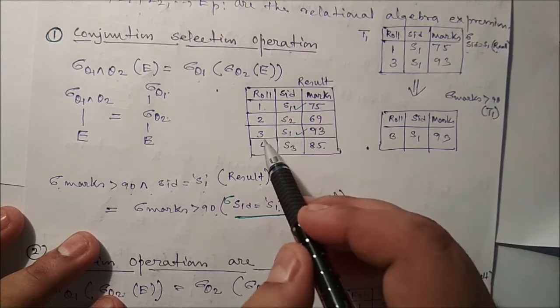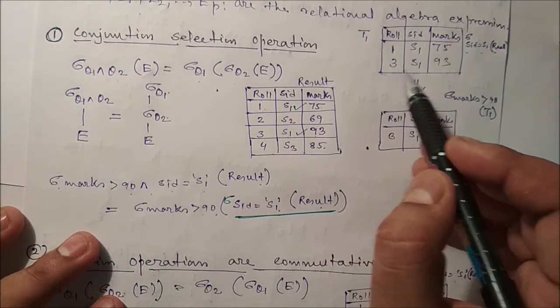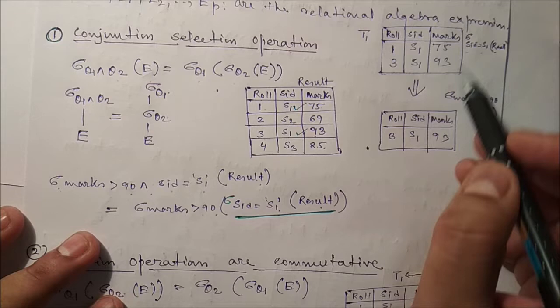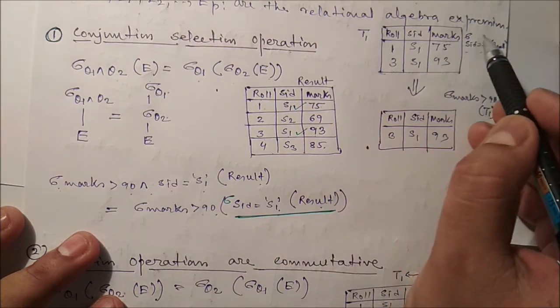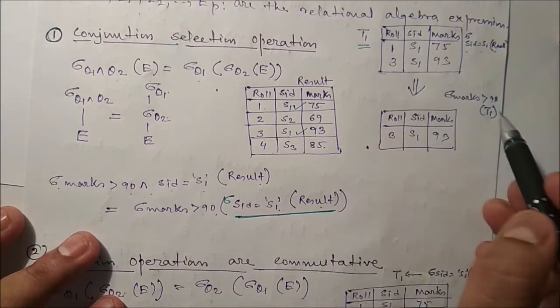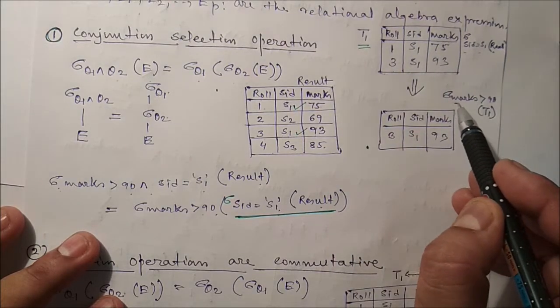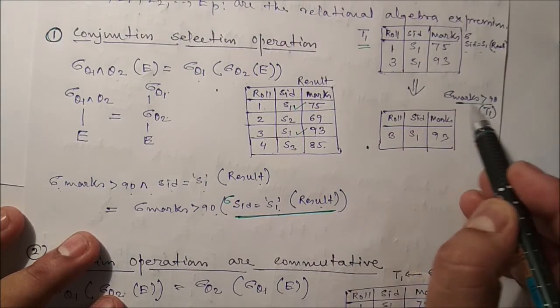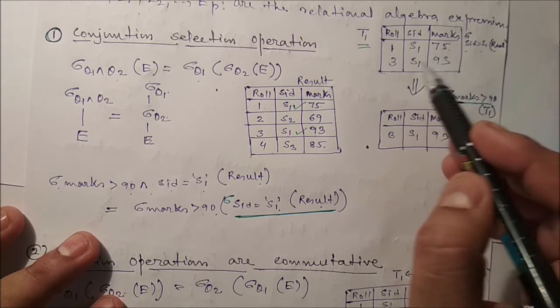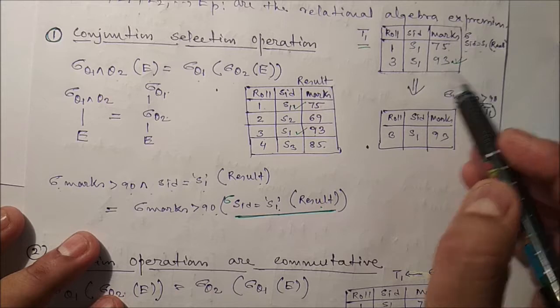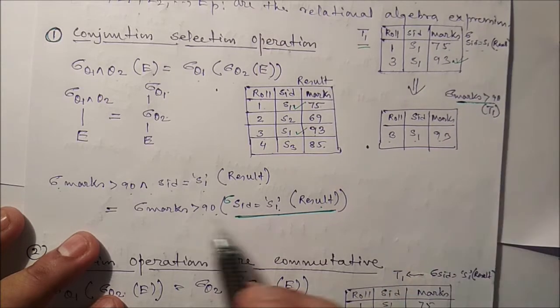1 S1 75, 3 S1 93, and from that temporary table, say this is our temporary table T1, from the temporary table we have to select the condition, we give the condition marks greater than 90. So out of these two, obviously this would be selected. Okay, so 3 S1 93 will be the answer.